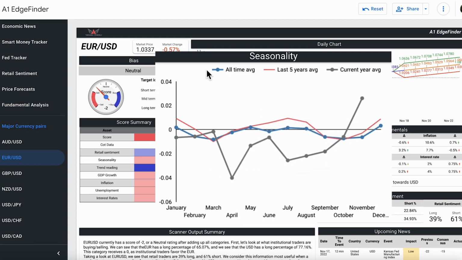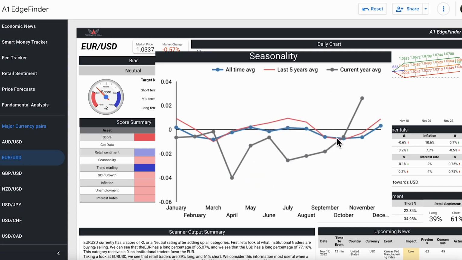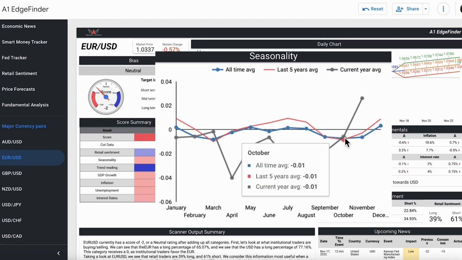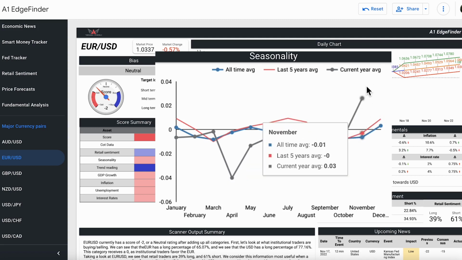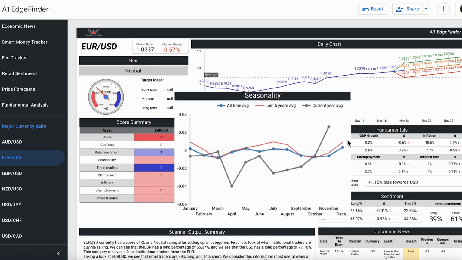But what we can also see here in seasonality in the all-time and last 5-year average is that from October to December, this pair does tend to trend upwards, which is exactly what we're seeing here with this move to the upside from October to November. So historically speaking, again, we could potentially see this pair continue to move to the upside moving into December.